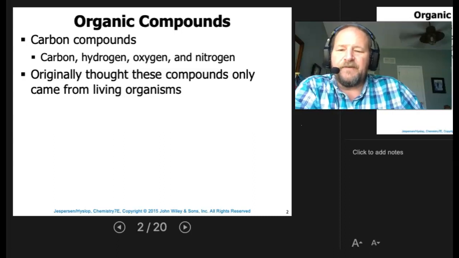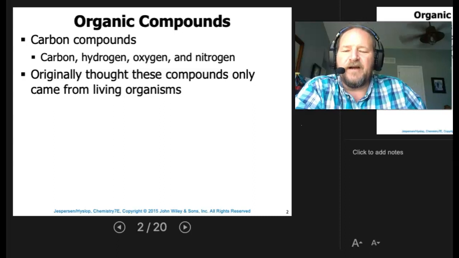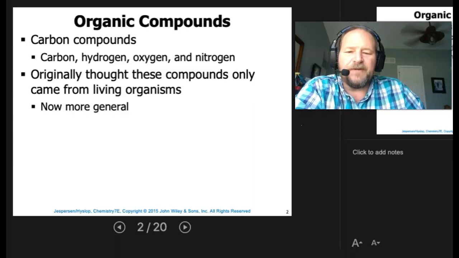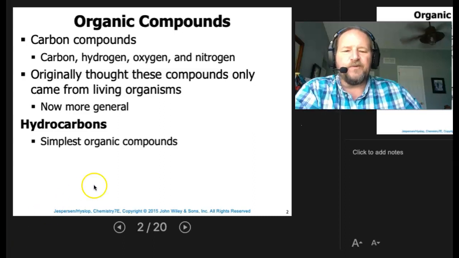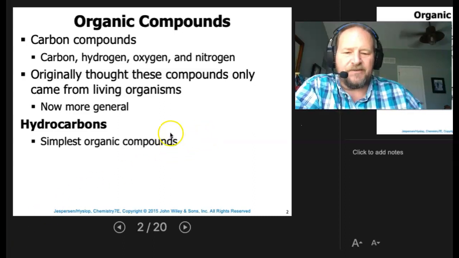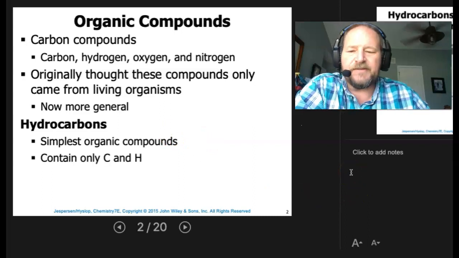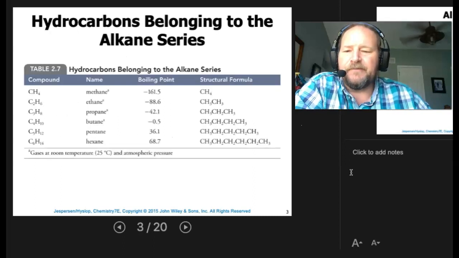All right, so originally these compounds were thought to be only from living organisms, but now it's a lot more general. So again, we call them hydrocarbons. The simplest organic compounds are going to be hydrocarbons, which means they contain only the carbon and hydrogen. Okay, and so here's how it works.